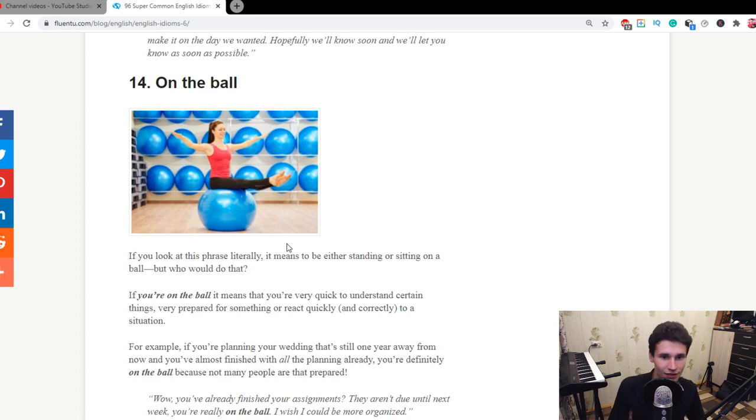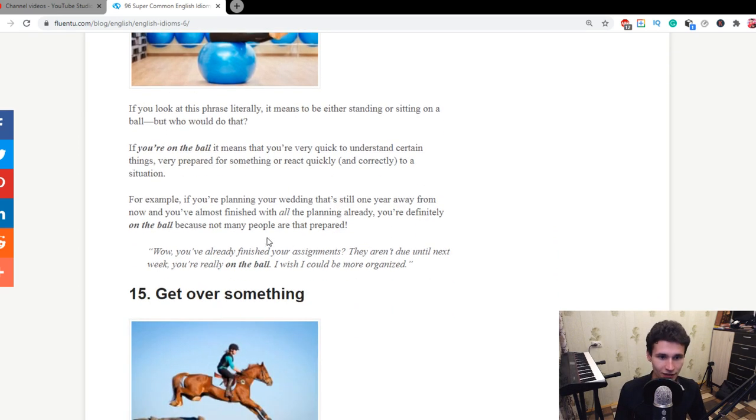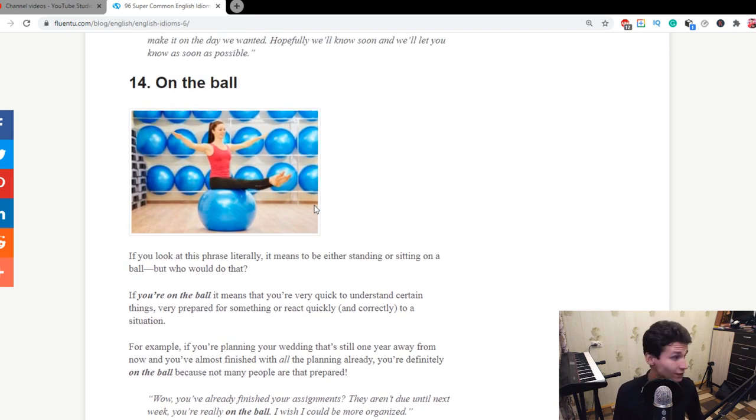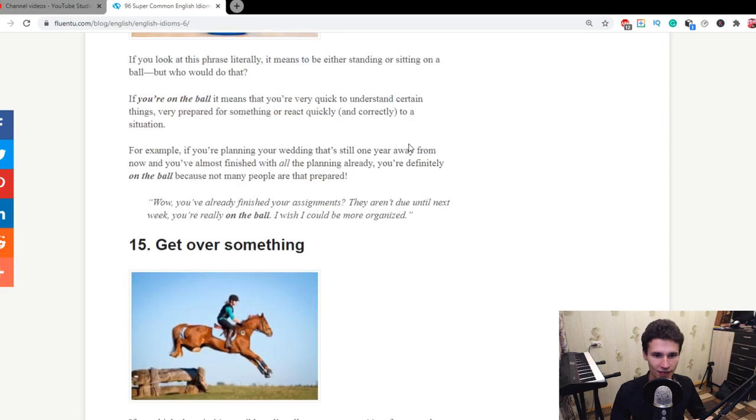On the ball. I don't know what it is. This may be balancing. What is it? If you're on the ball, it means that you're very quick to understand certain things, very prepared, or react quickly. Yes, I'm ready to do this. I'm like Sherlock Holmes and I can deal with things fast.